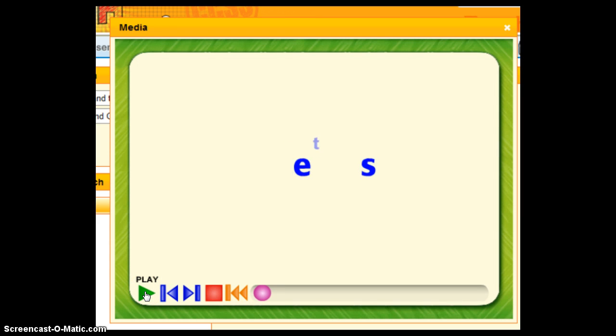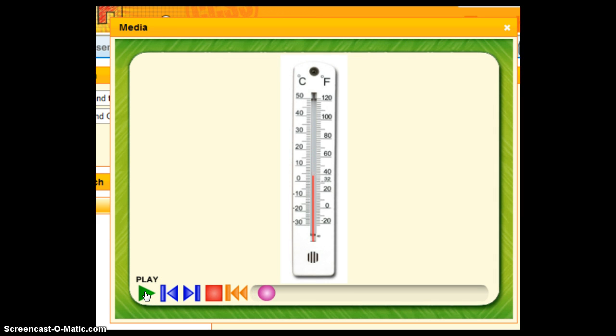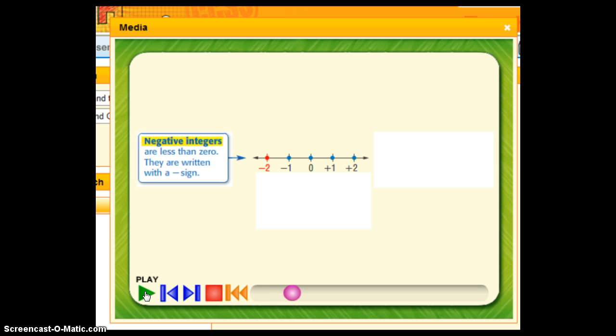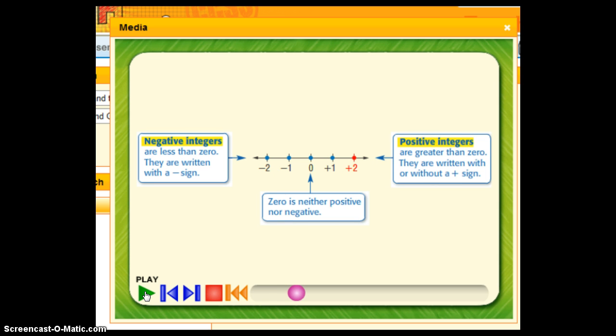Integers. When the temperature falls below 0 degrees Fahrenheit, we use a negative number to name the temperature. Negative numbers are part of the set of numbers called integers. We can show the set of integers on a number line. Numbers like -2, 0, and +2 are integers. An integer is any number from the set ..., -4, -3, -2, -1, 0, 1, 2, 3, 4, ..., where the ellipses means continues without end.